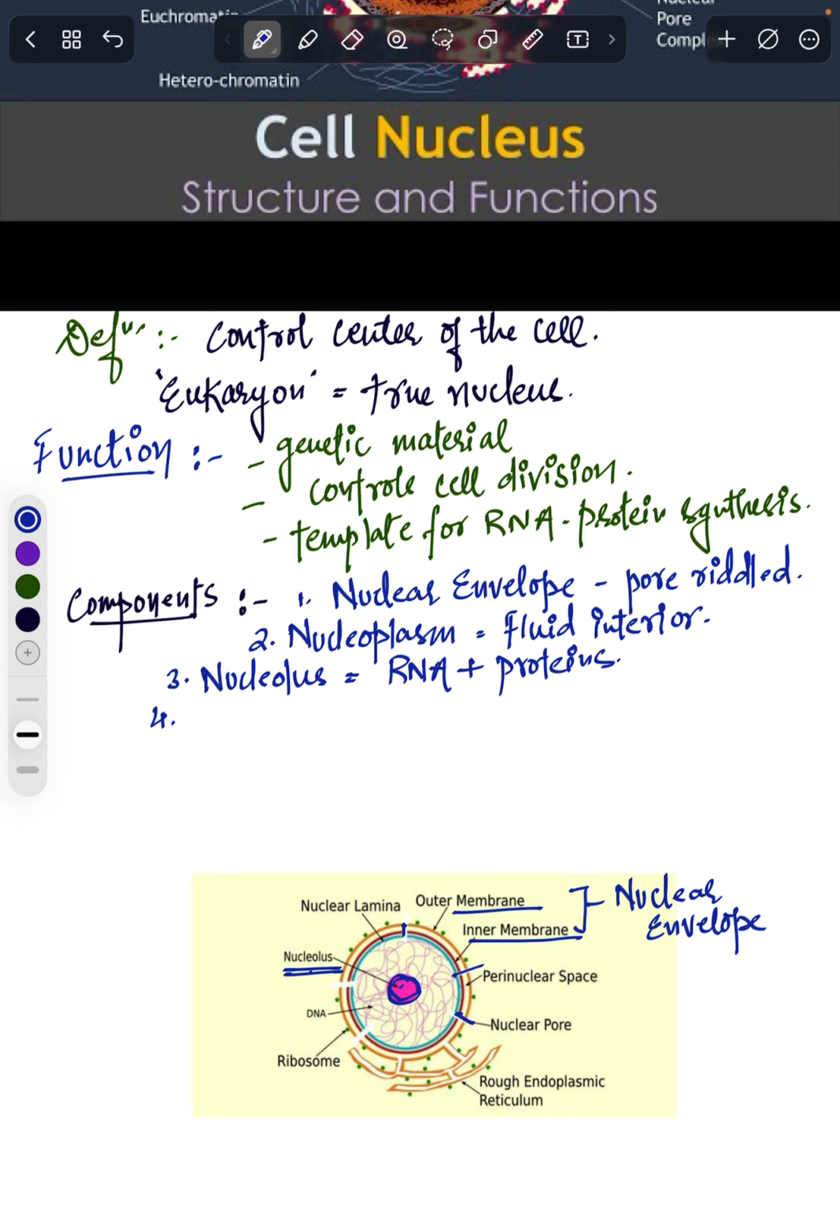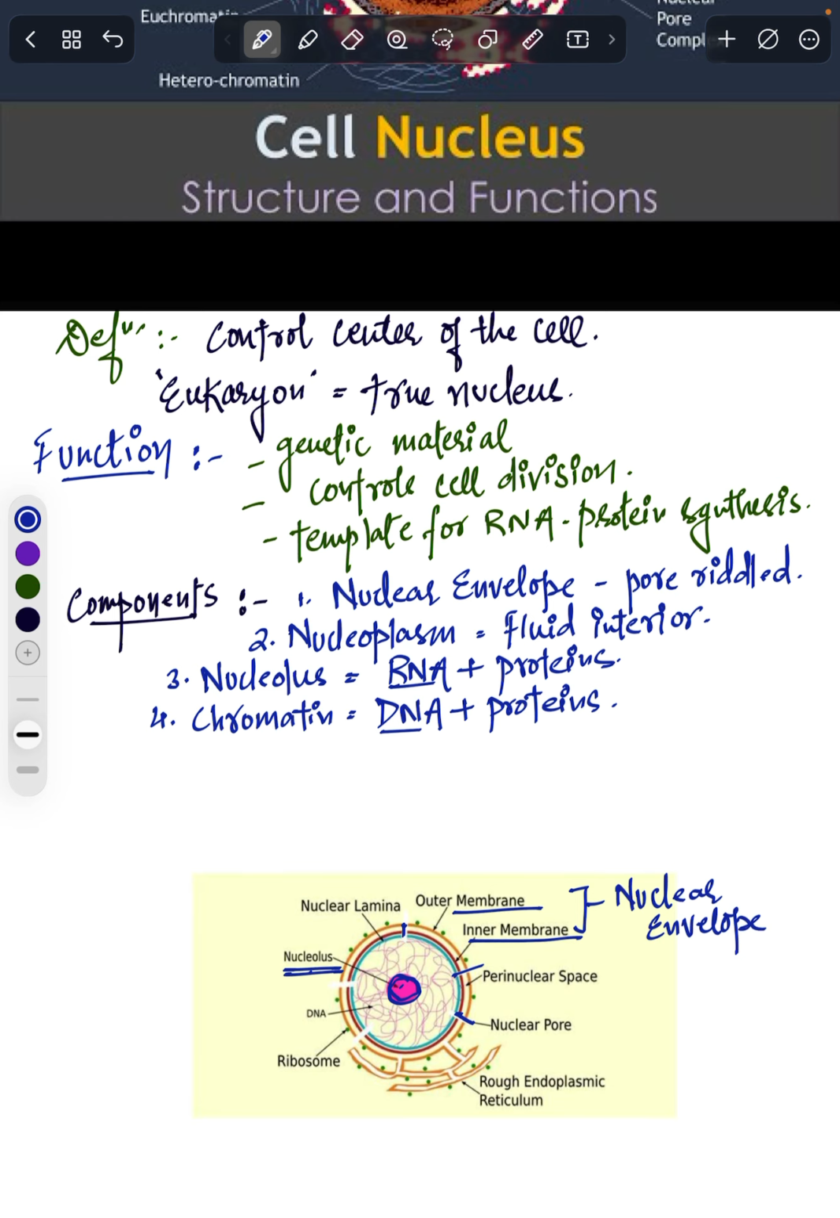Next, the last component is chromatin, which contains all the DNA, all the genetic part of the nucleus. So it comprises DNA and proteins. So when MCQ type questions are asked in competition exams about the components of the nucleus and chromatin, then you have to remember that RNA is present inside the nucleolus and DNA is present inside chromatin.